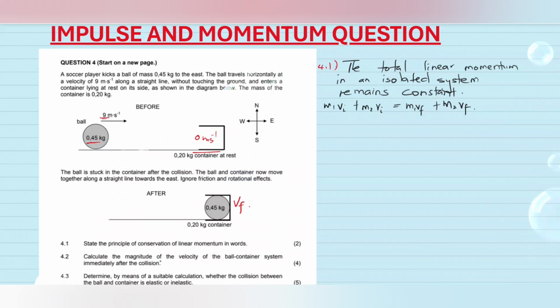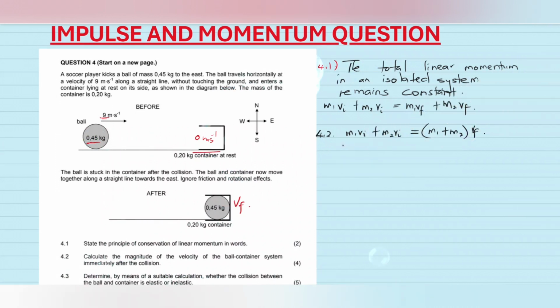Next question: calculate the magnitude of the velocity of the ball-container system immediately after collision. These are moving off with a common velocity, meaning both masses, m1 and m2, are moving with Vf. So for 4.2, we modify our equation: m1 v initial plus m2 v initial. Since they are moving with a common velocity, Vf is equal, so we factor it out. By factoring out Vf, we are left with m1 plus m2, times Vf. I'm taking m1 as the mass of the ball and m2 as the mass of the container.